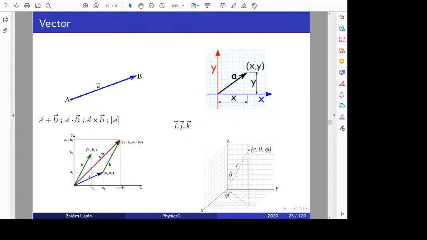Here I showed you a spherical coordinate system. In this case, just a minute, I have to plug in my laptop.